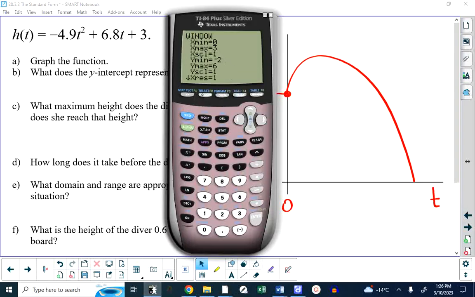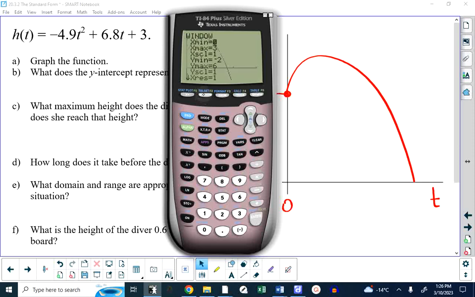When you go to Window, I don't think I've ever told you this. You know what the scale is? It's where you put a tick. So if I put the x scale at 1, when I look at the graph, each of these ticks is 1.